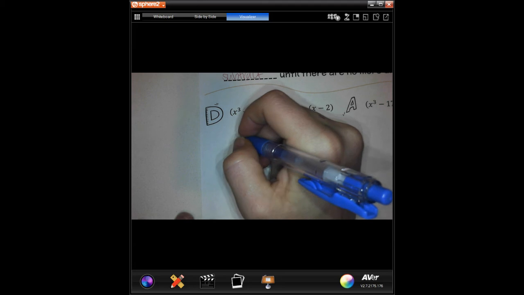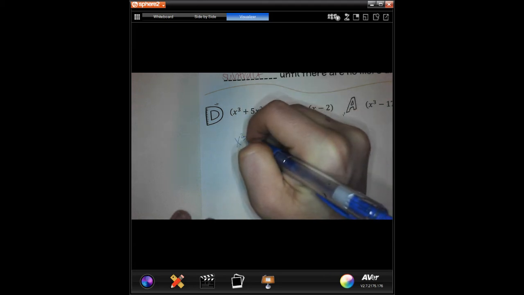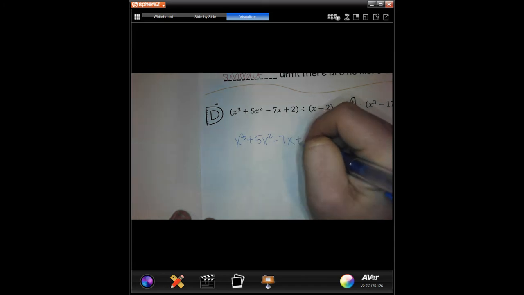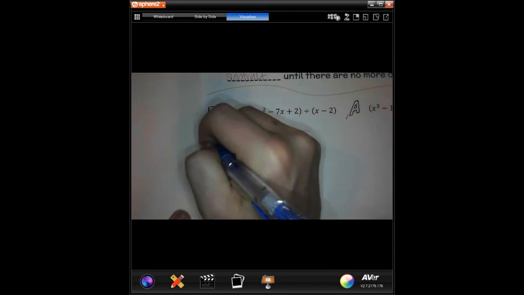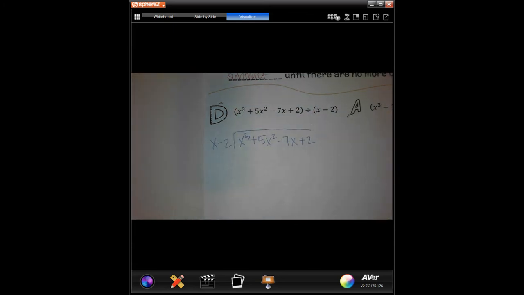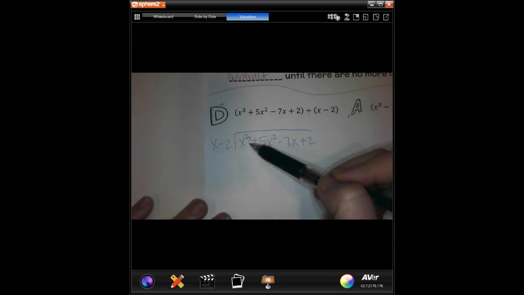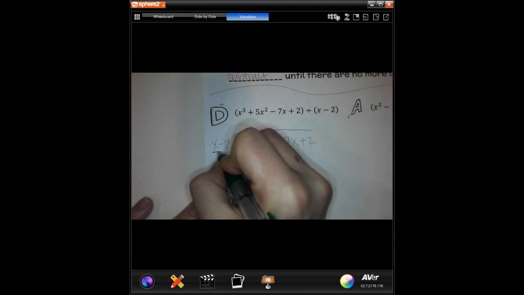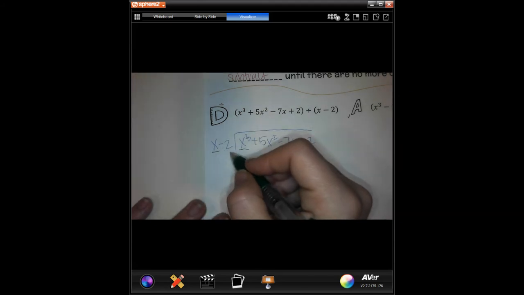So we've got x cubed plus 5x squared minus 7x plus 2 divided by x minus 2. We're going to put that dividend, x cubed plus 5x squared minus 7x plus 2, underneath our division symbol and the whole divisor, x minus 2, outside. Let me grab another piece of paper, just because I don't have enough room. We're going to start with this first term, dividing it by this first term. We're not going to do anything with the -2 right this minute.